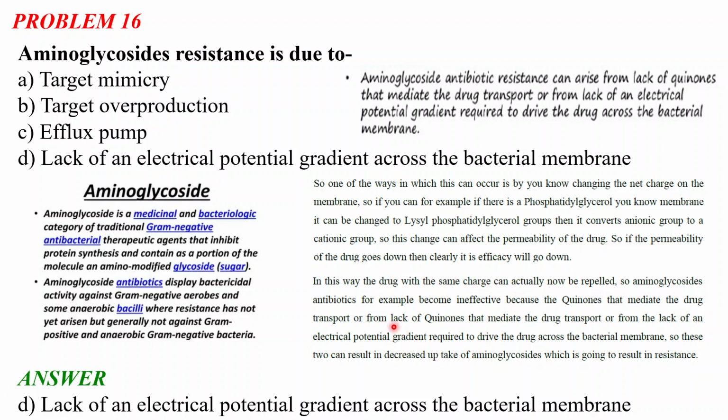So aminoglycoside antibiotic is an example that became ineffective because of the lack of the quinone that mediates the drug transport, and from the lack of the electrical potential gradient required to drive the drug across the bacterial membrane. So these two can result in decreased uptake of aminoglycoside, which is going to result in the resistance. Okay, so remember, this is very important: how the lack of the potential gradient generates drug resistance for the aminoglycosides.